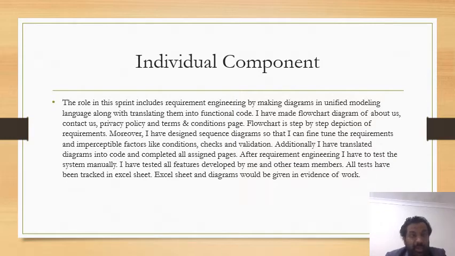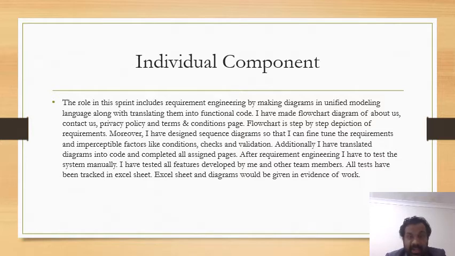Individual component. My role in this sprint includes requirement engineering by making diagrams and unified modeling language along with translating them into functional code. I have made flowchart diagrams for About Us, Contact Us, Privacy Policy and Terms and Condition. A flowchart is a step-by-step description of our requirements. Moreover, I designed sequence diagrams. I have also fine-tuned the requirements and factors like condition checks and validation. Additionally, I have translated diagrams into code and completed all assigned pages.